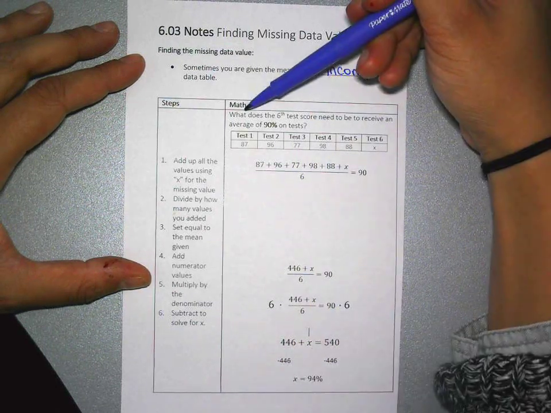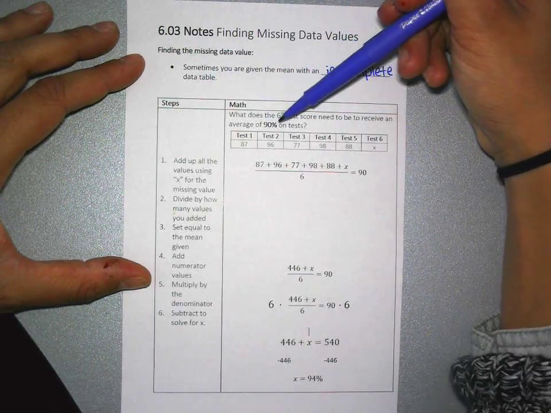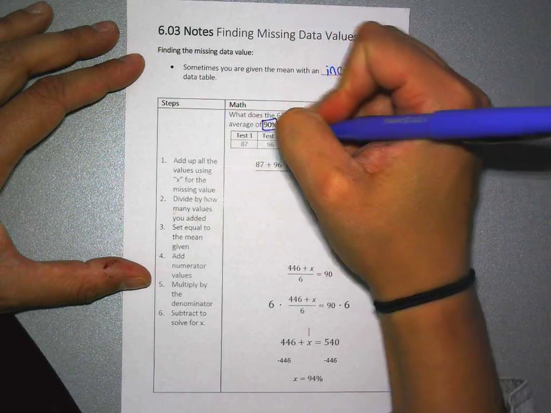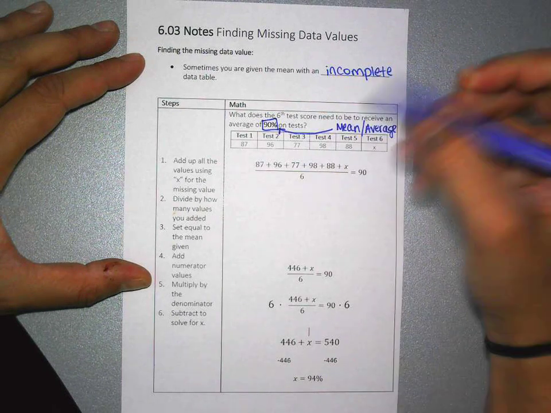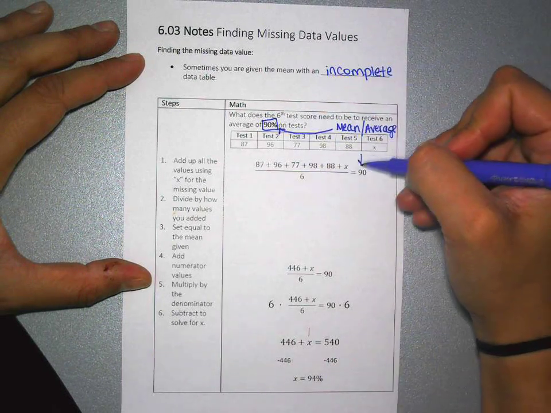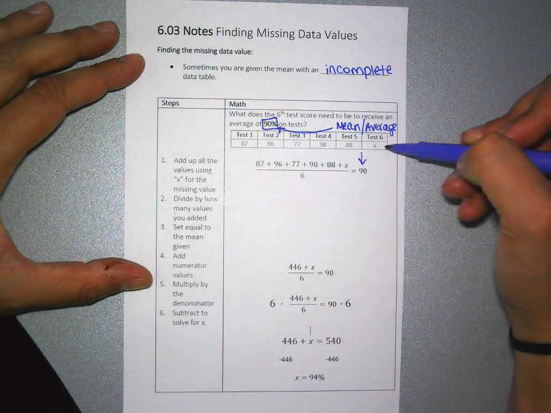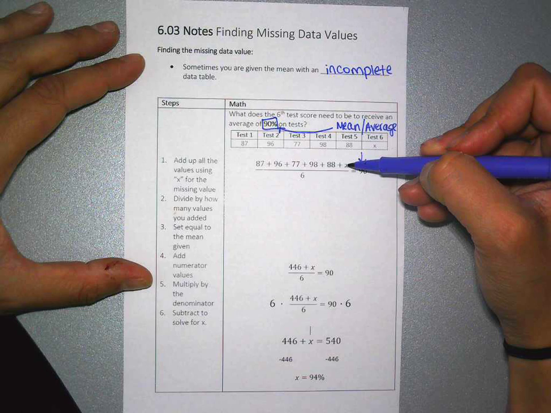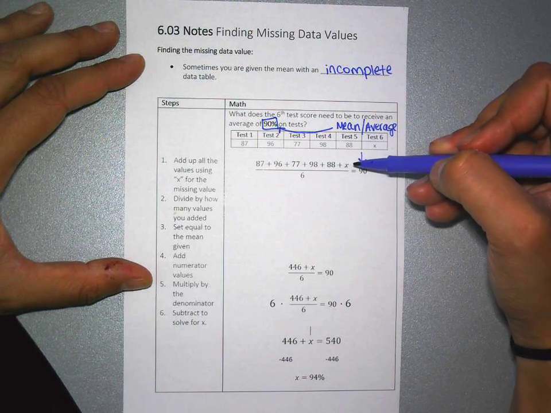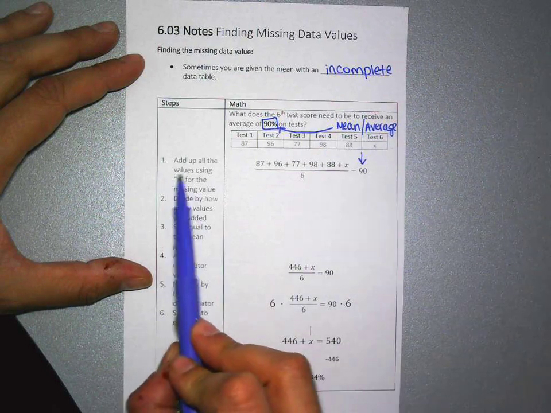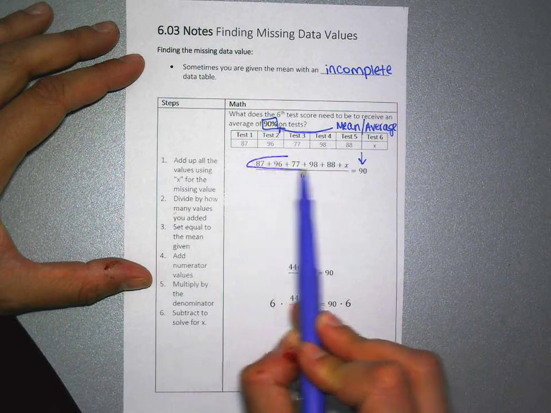Now in the word problem it says, what does the 6th test score need to be to receive an average of 90? This number represents our mean. So we kind of already know what the answer is. We know the average is 90. We want to find the 6th test score, which we represent with the letter x. That is our variable. So just like finding the mean, we add up all of the values using x for the missing value. That is what you see here.